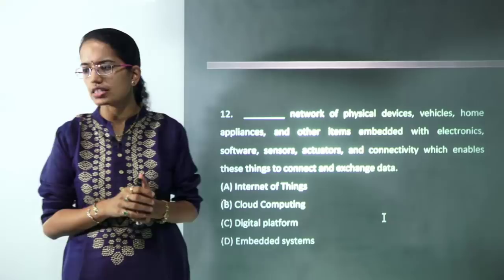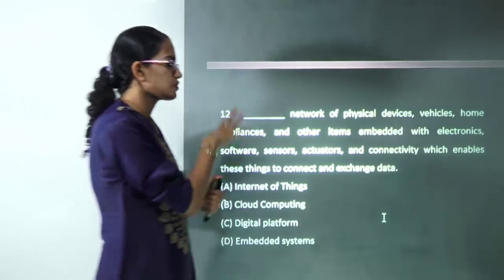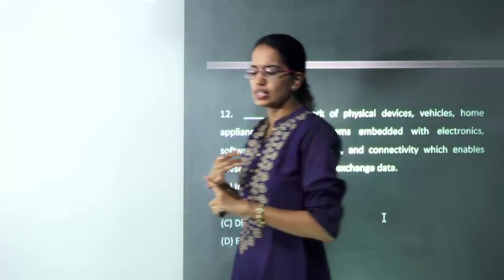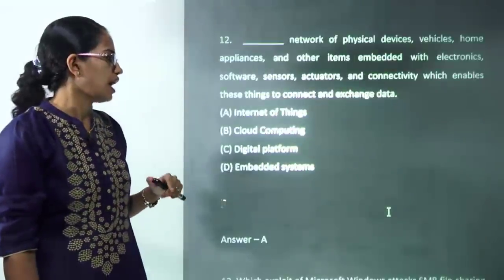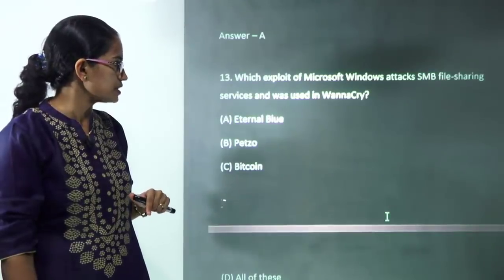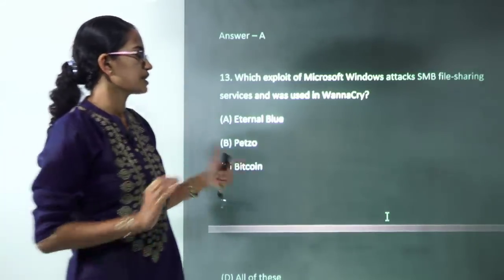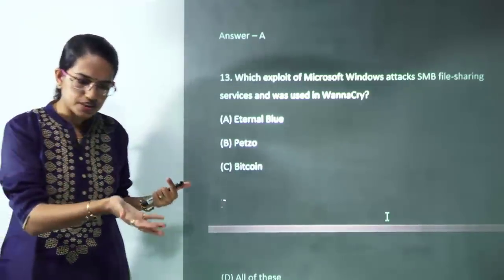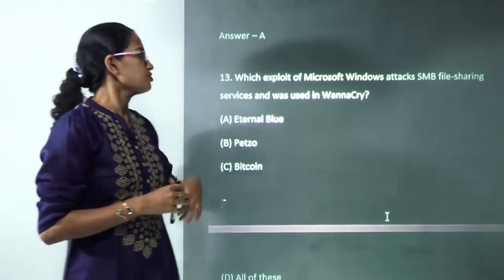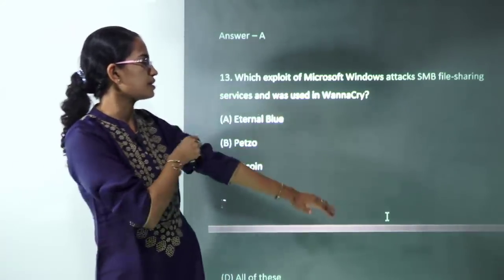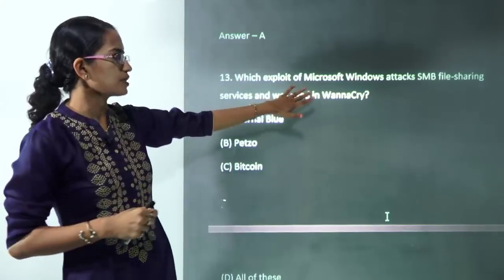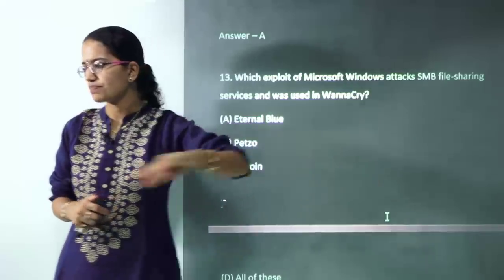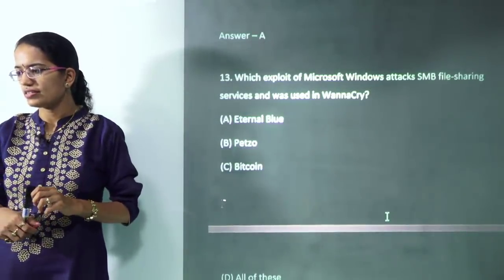So Internet of Things is the correct answer, and this is again one of the very important, very burning topics these days. As I said, cloud computing, artificial intelligence, and Internet of Things are some of the important topics that you shouldn't miss. The next question is again very important from the perspective of contemporary happenings in computer science. Looking for the correct answer for question number 13: which exploit of the Microsoft Windows attacks SMB file sharing services and was used in WannaCry?